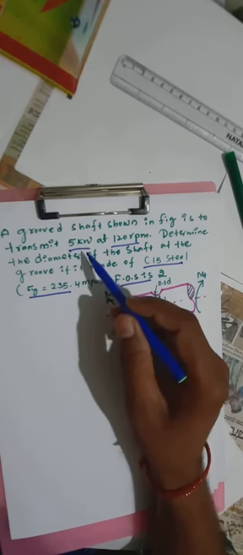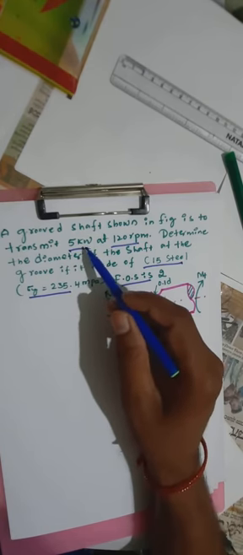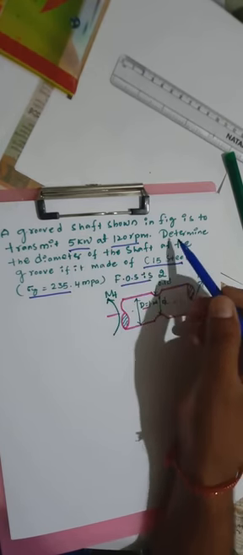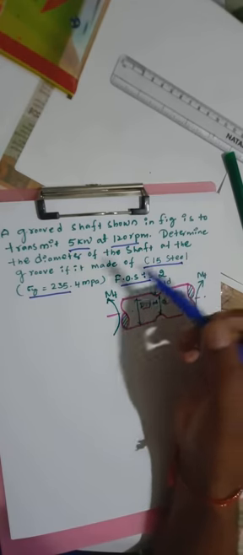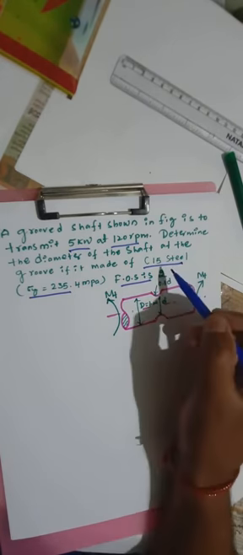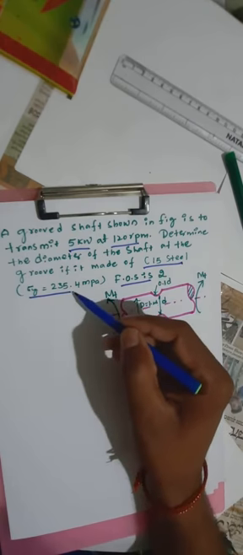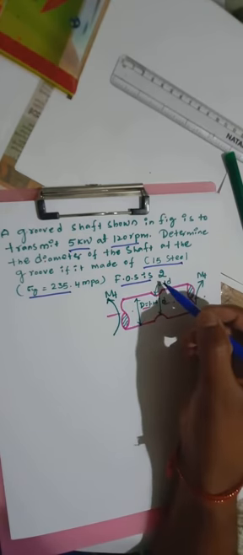A grooved shaft as shown in the figure transmits 15 kilowatt at 120 rpm. Here, we need to determine the diameter of the shaft at the groove, if it is made of C15 steel. The yield stress for this grade is 235.4 MPa, and the factor of safety is 2. Okay, this is the nature of the problem.